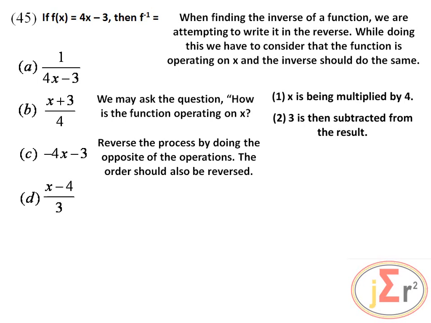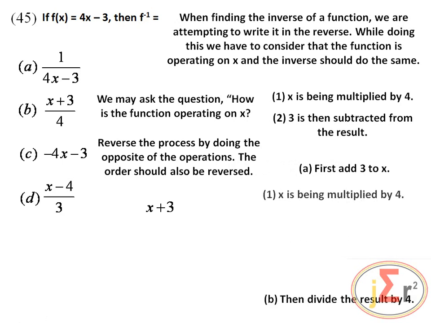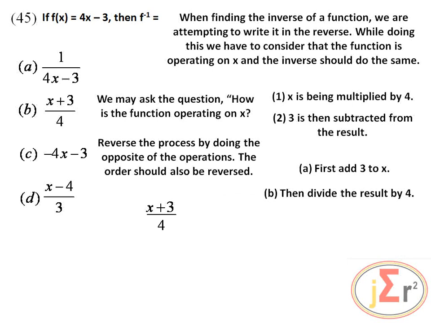So we do the reverse operations, and we do them in the reverse order. We need to throw in the reverse of each one. So 3 is then subtracted from the result. That is what we are talking about, this one. We need to throw in the opposite of that one. First, add 3 to x, and that is x plus 3. Then we take the other one. x is being multiplied by 4. Then divide the result by 4. So that's the opposite of multiplication by 4. The correct answer is option B.